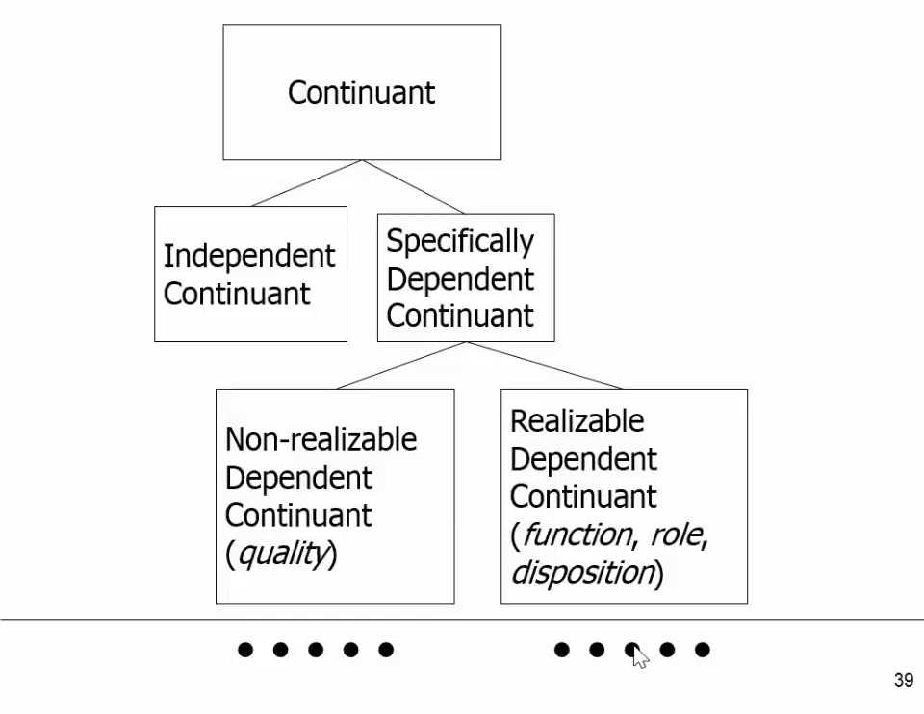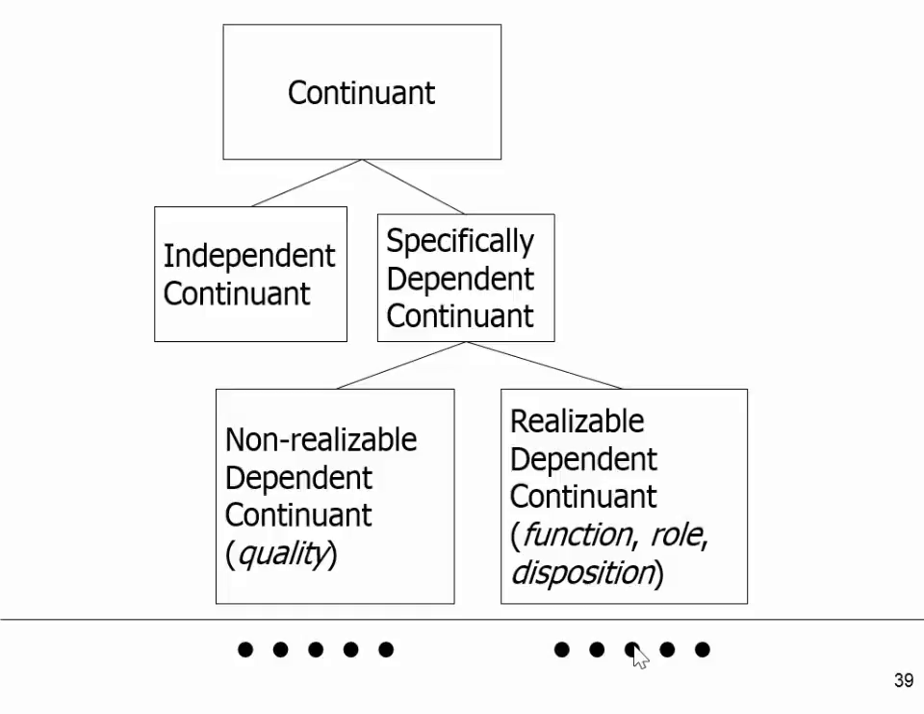But then, on the other hand, there are what we call realizable dependent continuants, which are not there all the time. They're only there when they're realized. An example would be the function of your hand to grasp something. This function of my hand is now being realized because I'm grasping something. But it's not being realized when I'm just holding my hand loosely in the air. But I still have that function even when I'm not realizing it. So the function is a realizable dependent continuant.